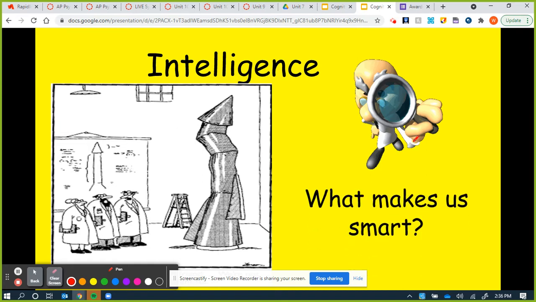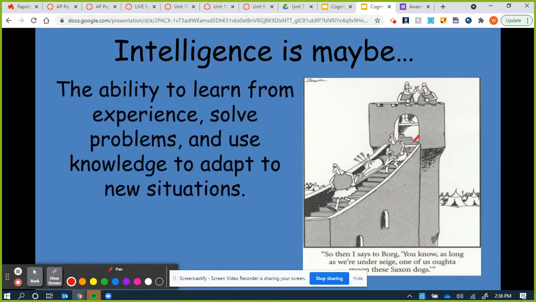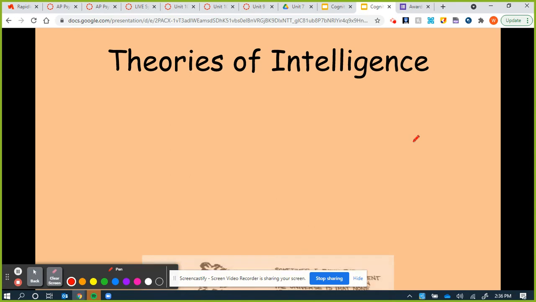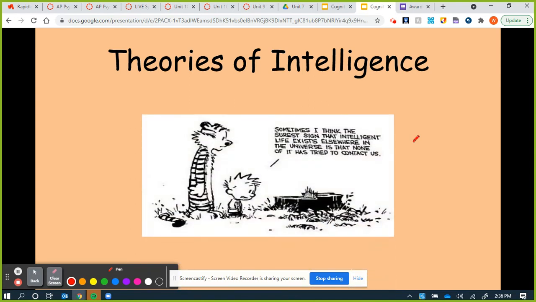Okay, intelligence. Something that nobody really agrees on, right? Intelligence is a whole bunch of things: ability to learn from experience, solve problems, and adapt to new situations. So it's learning, memory, all these different things. I think what you would be most likely to be asked about in terms of intelligence are the different theories of it.